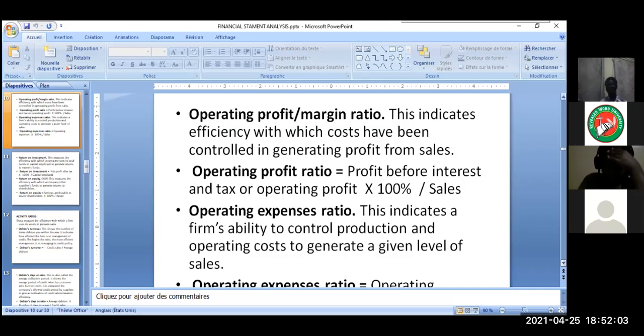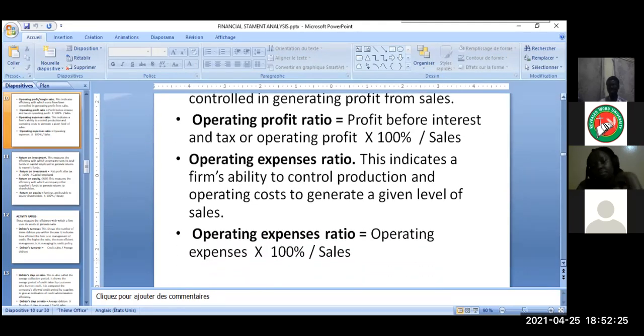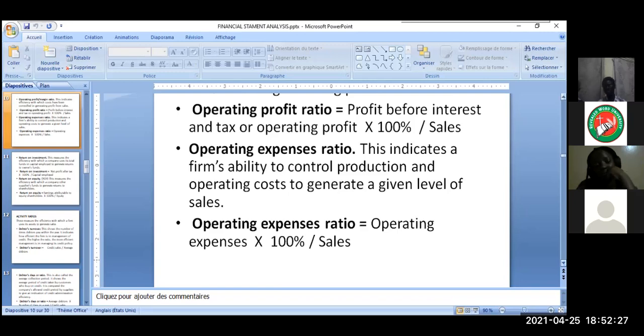We also have operating expenses ratio, which indicates the company's ability to control production and operating cost relating to production to generate a given level of sales. Now the formula, we take the operating expenses over sales, then we times 100.